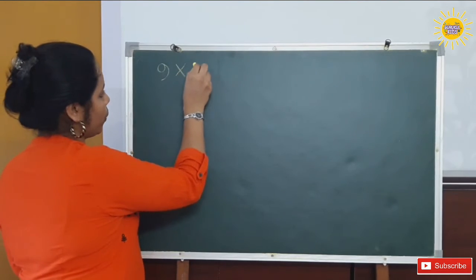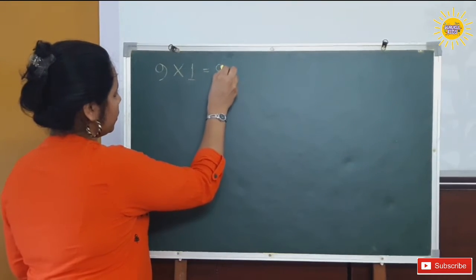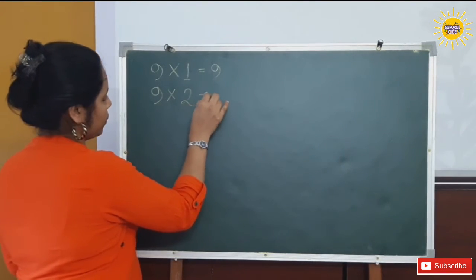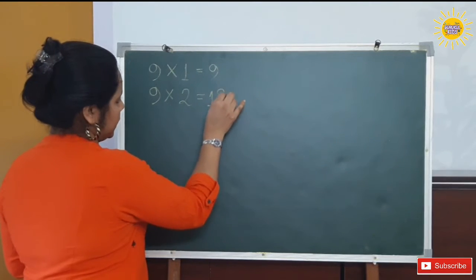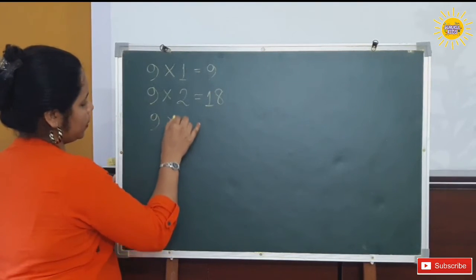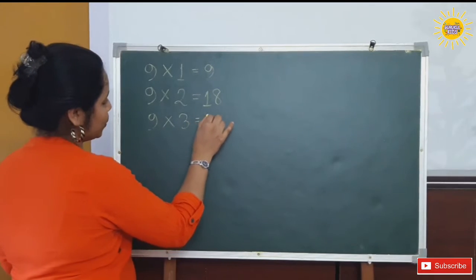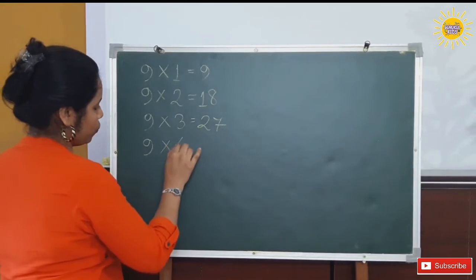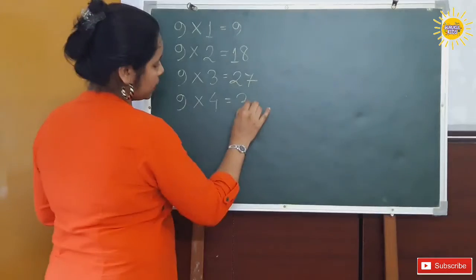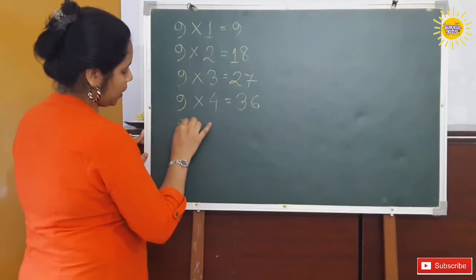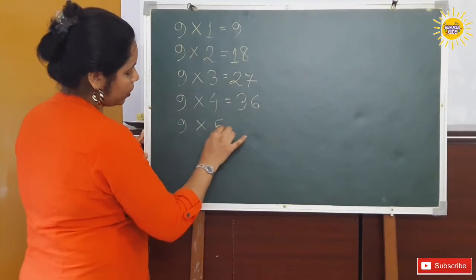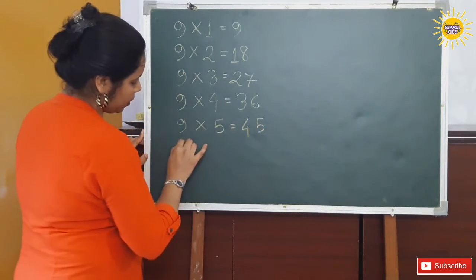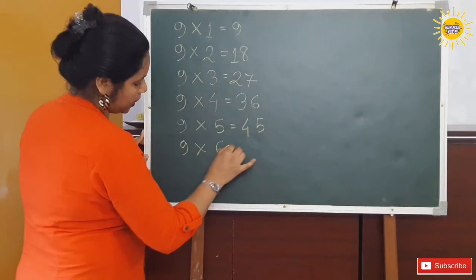9 into 1 equals to 9. 9 into 2 equals to 18. 9 into 3 equals to 27. 9 into 4 equals to 36. 9 into 5 equals to 45. 9 into 6 equals to 54.